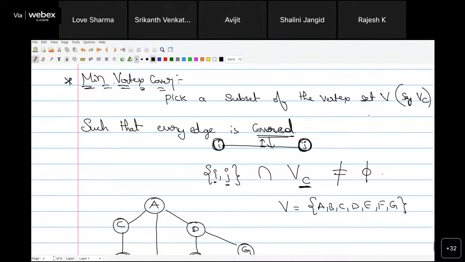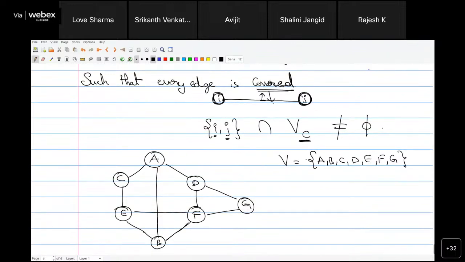We will be looking at the minimum vertex cover because this whole vertex set is itself a vertex cover. If you take all the vertices, then that will cover all the edges. So then there is no point talking about vertex cover itself. Vertex cover means you should cover all the edges. But in this topic we will be focusing on finding the minimum vertex cover. That means I have to choose the minimum number of vertices such that every edge is covered.